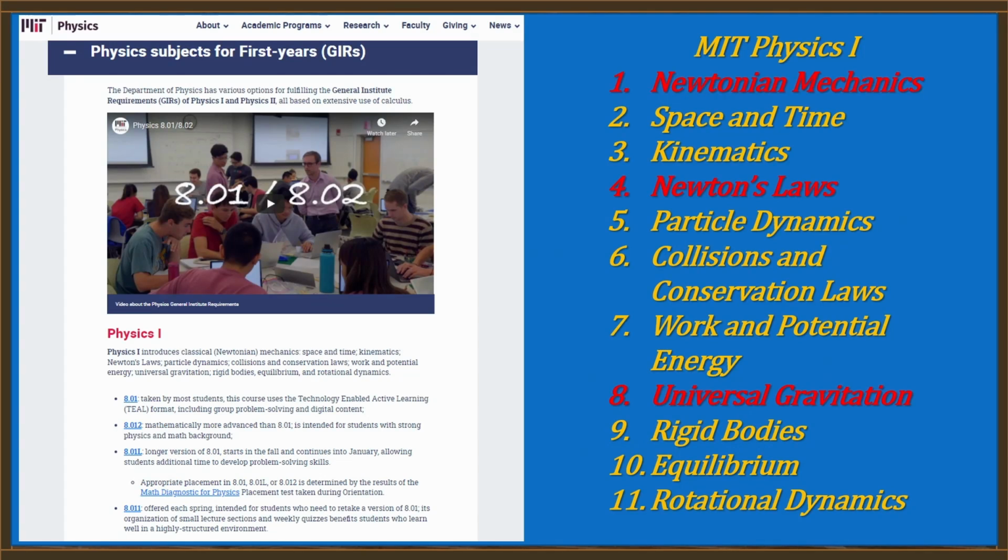This is the curriculum from the Massachusetts Institute of Technology. This is physics subjects for the first years. Physics 1 contains that list of 11 topics that you see listed on this page. 3 of them deal with Newton's laws. Number 1 is Newtonian mechanics. Number 4 are Newton's laws. And number 8 is the universal law of gravitation.